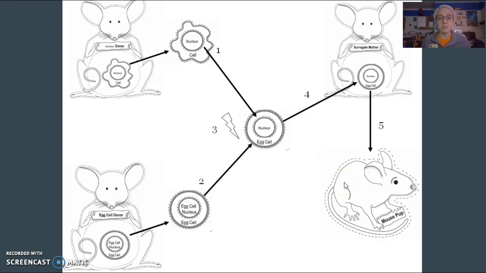Hopefully this helps. Just again, trying to go over the cloning bit so that everybody's on the same page.